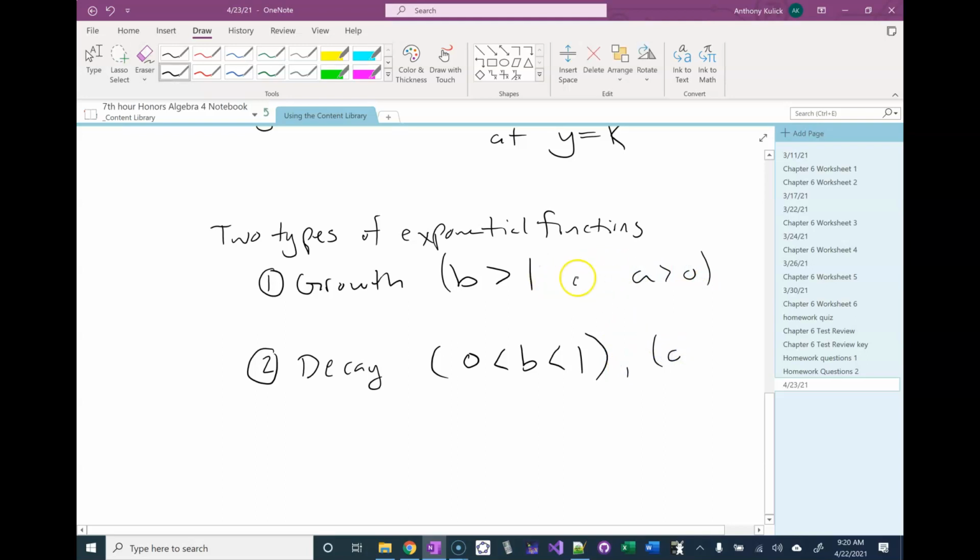We should say that. It would be the reverse if a was negative. So by that I mean that the a being negative is going to turn what would normally be a decay graph into a growth graph, and what would normally be a growth into a decay.